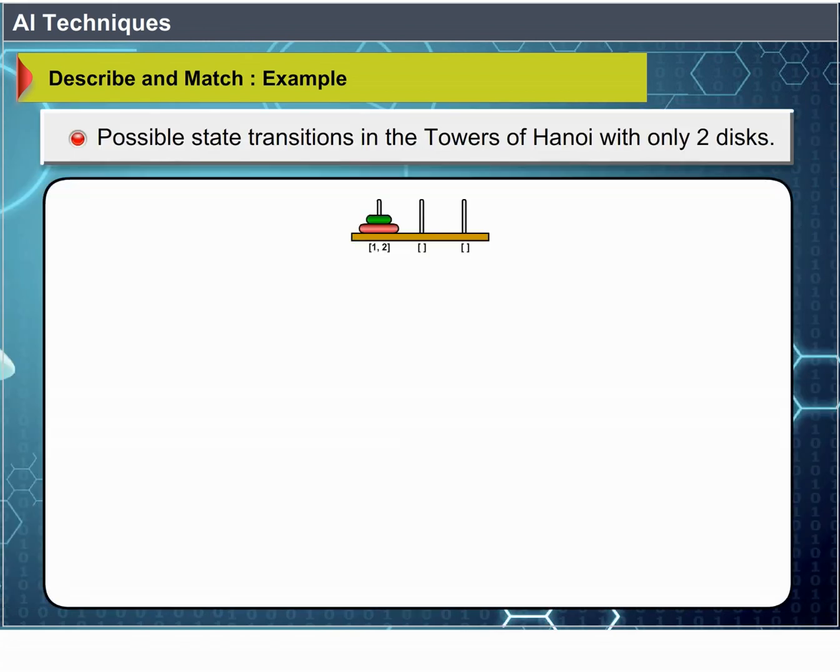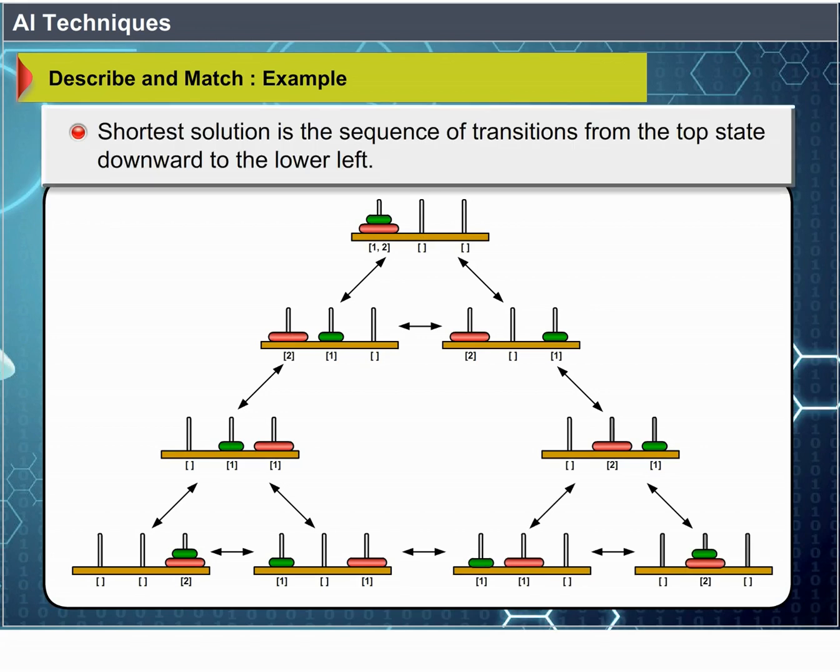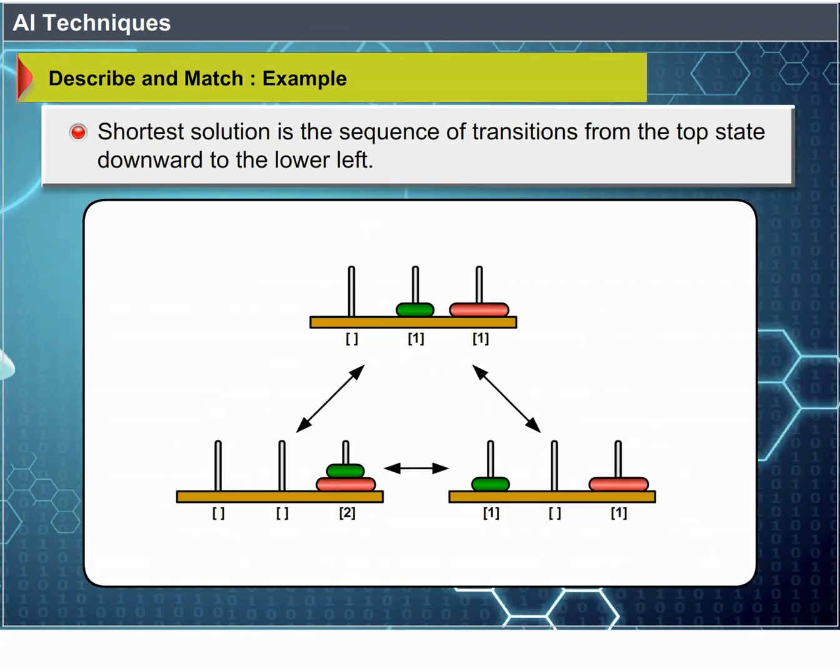Possible state transitions in the towers of Hanoi with only 2 disks. The shortest solution is the sequence of transitions from the top state downward to the lower left.